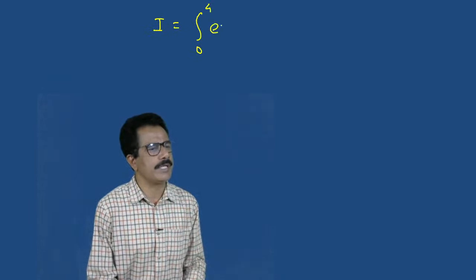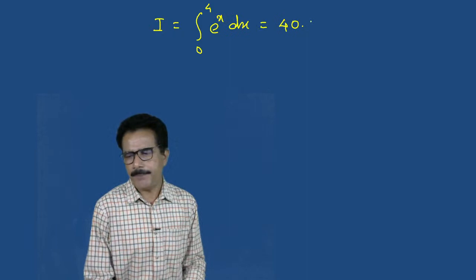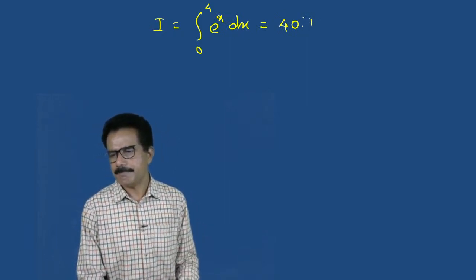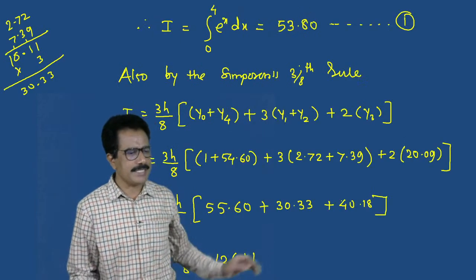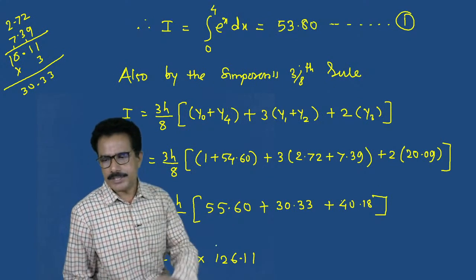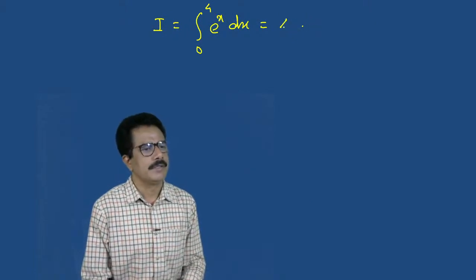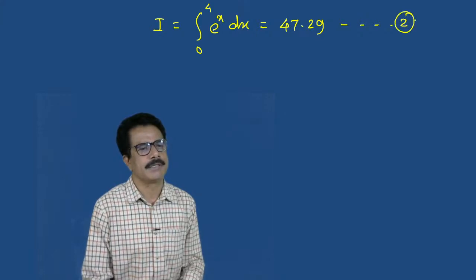Okay, so I is equals to integral from 0 to 4 e raised to x dx, which is equals to 40.18. What is the final answer? Now you have to tell me the final answer. 47.29. Suppose this is the second value.